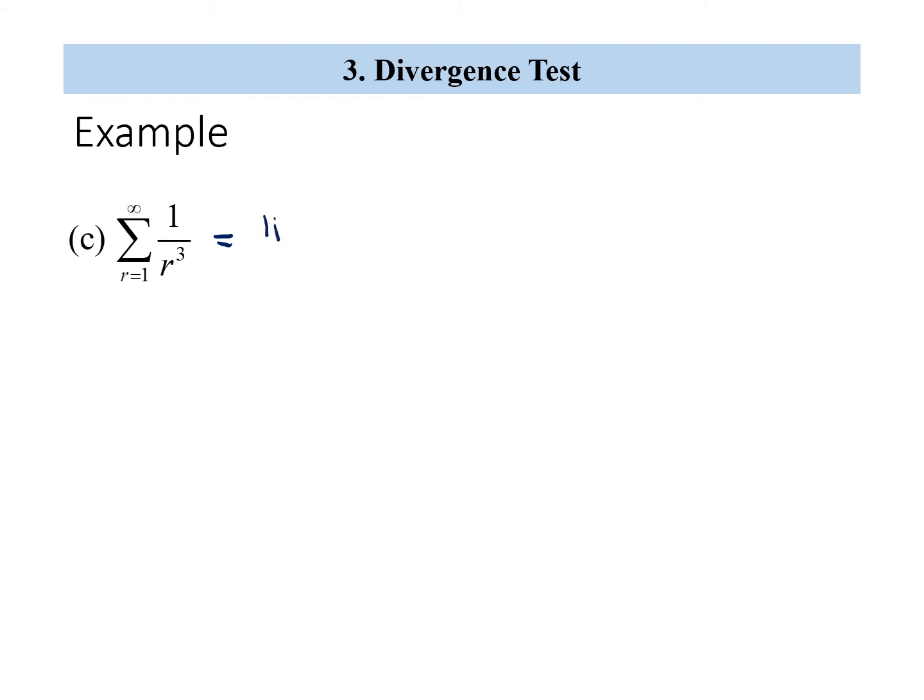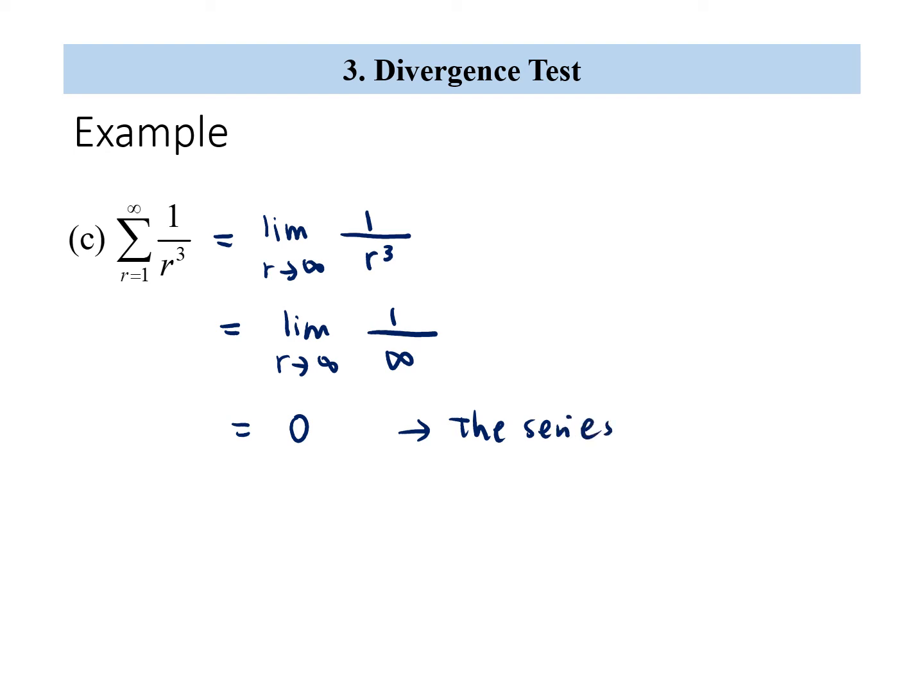So first, what we need to do is write the limit of 1 over r cubed, r approaching infinity. So what we have here is the limit of r approaching infinity. This will become 1 over infinity. So the answer will be equal to 0. So as the limit is equal to 0, it means that the series converges.